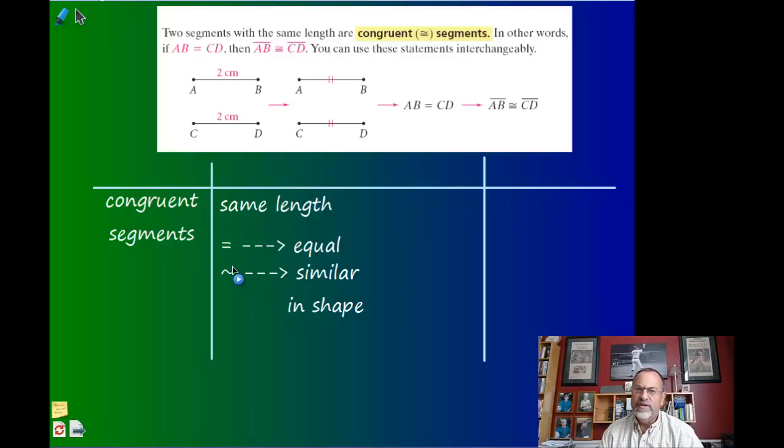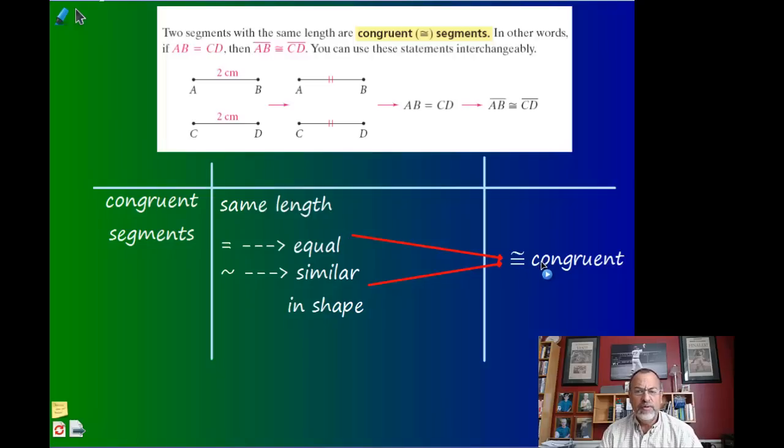So there's a difference between equal and similar, but when we're talking about congruent, both of these are true, so you combine the symbol, and that's where this congruent symbol comes from. The lengths are equal, that's what the equal part means, and then they're also similar in shape. That's what the squiggly line means. So congruent means a couple of things: equal in length, but also similar in shape.